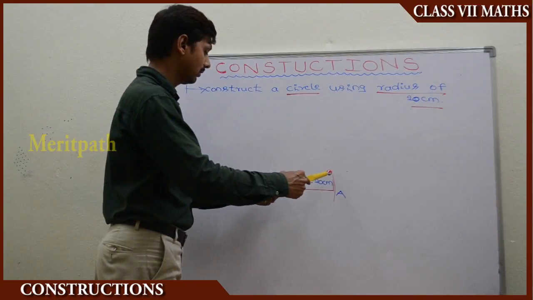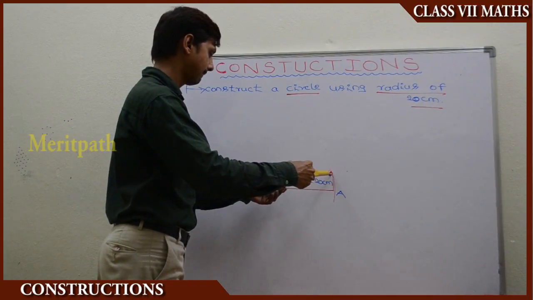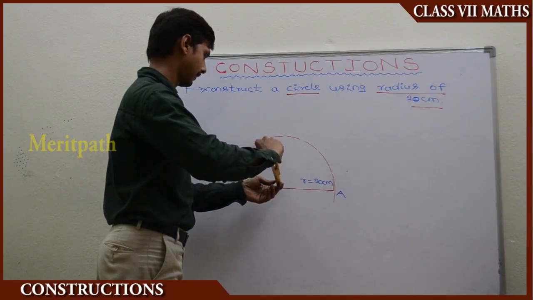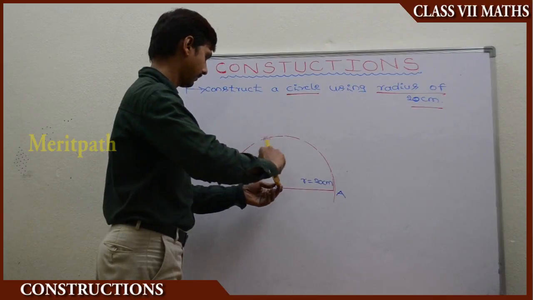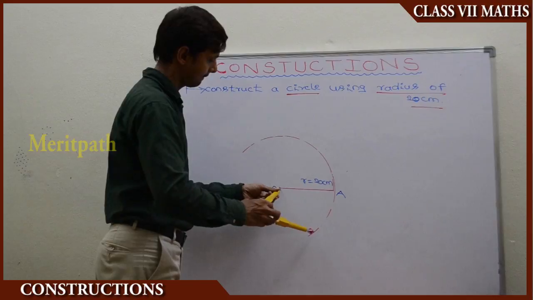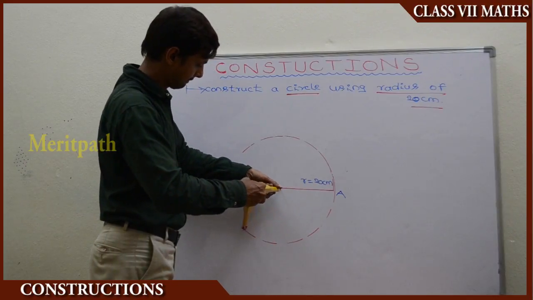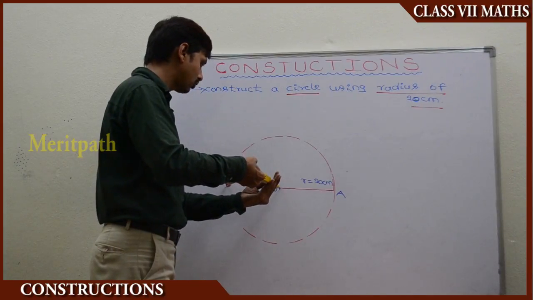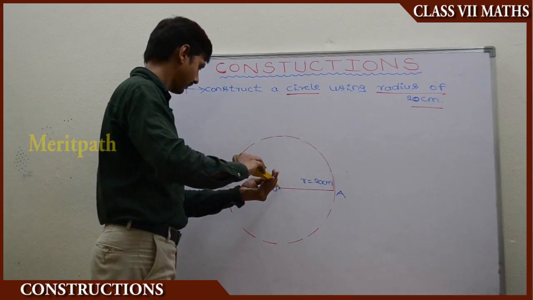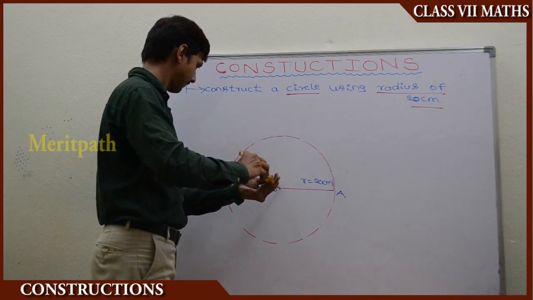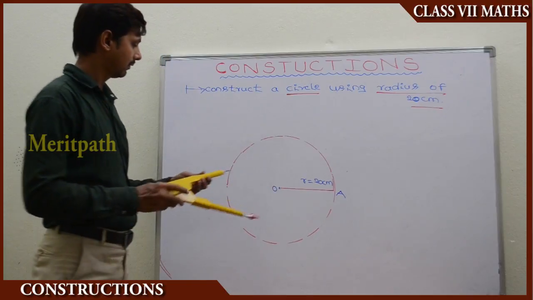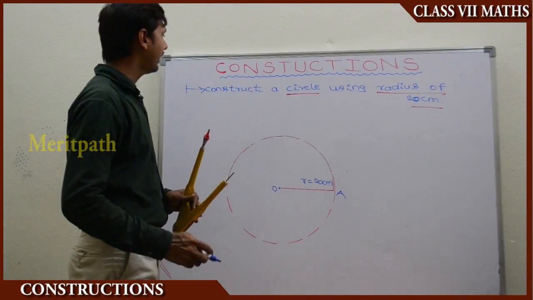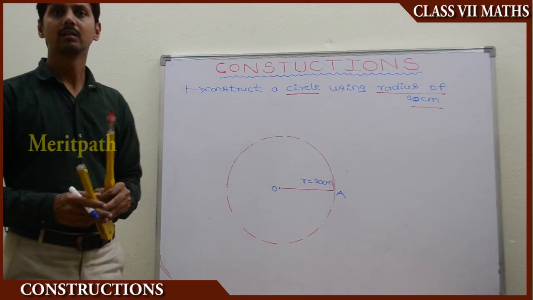And using pointer, let's draw a circle. Without changing the point O. So this is a circle with a radius of 20 centimeters. So in this manner, we'll construct a circle.